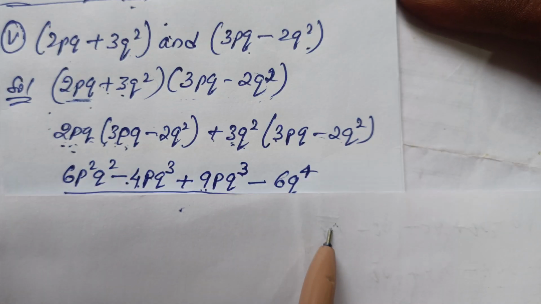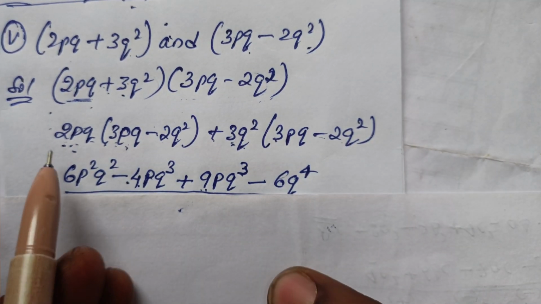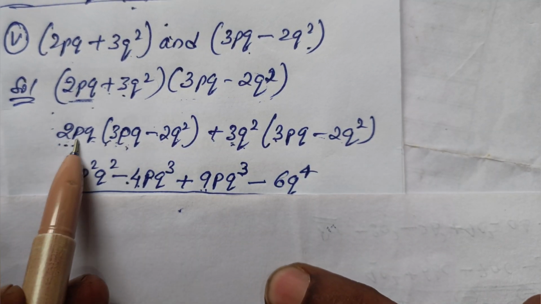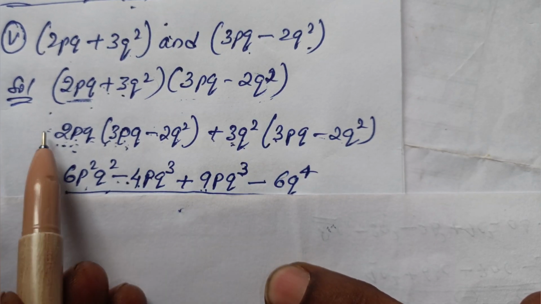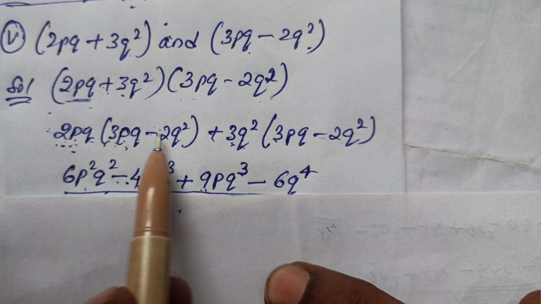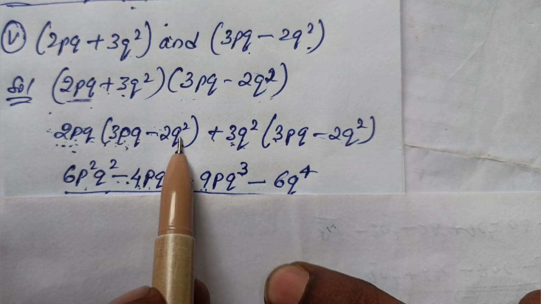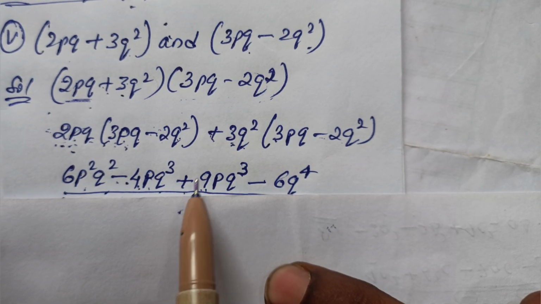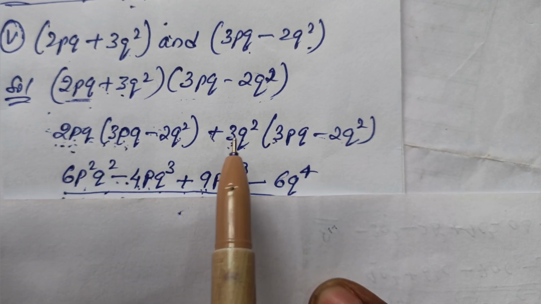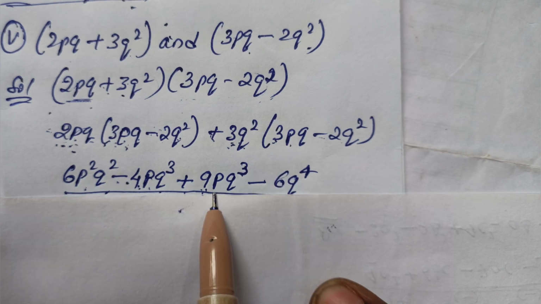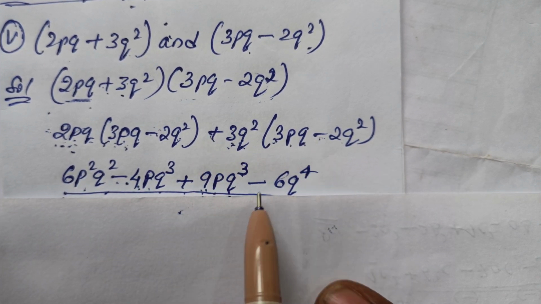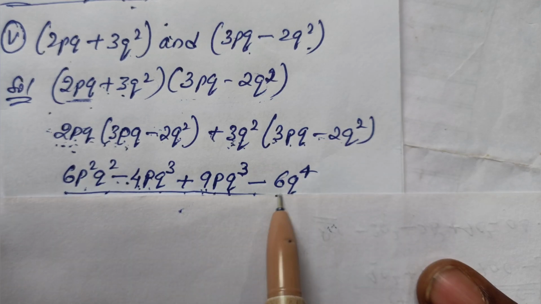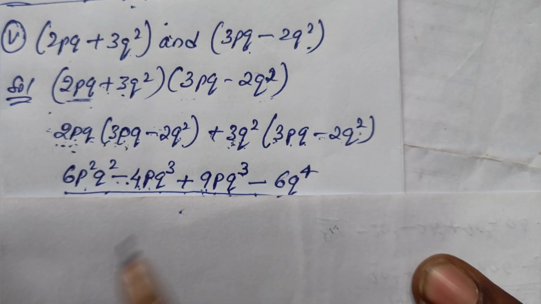Now let's multiply. 2 3s are 6, p into p is p², q into q is q², plus into minus is minus, 2 2s are 4, p into 1 is p, q into q² is q³. Now plus, as it is, 3 into 3 is 9, p is there, write p, q² into q is q³, plus into minus is minus, 2 3s are 6, q² into q² is q⁴.